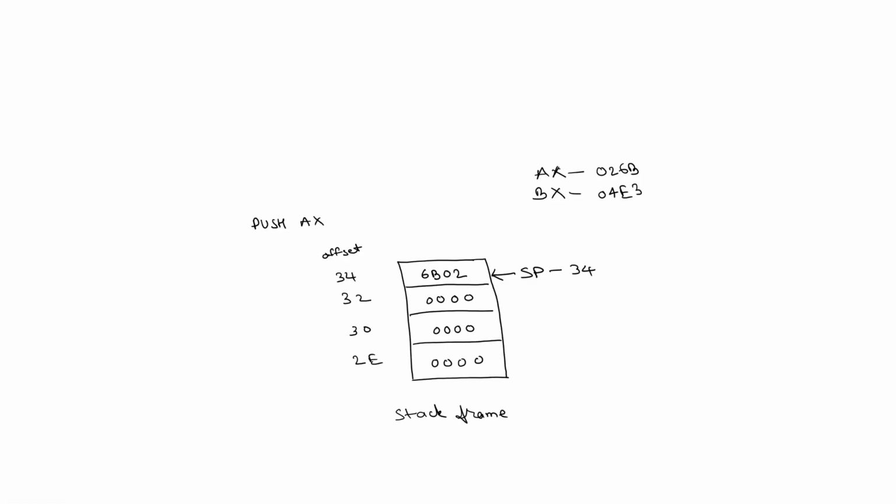So let's say we perform an operation which is push AX. What this will do is it will decrement the stack pointer by 2, so from 36 to 34, and store the contents of AX, that is 026B, in the stack. Whenever it is being stored in memory, the bytes will be reversed. So in the stack it will be stored as 6B02.